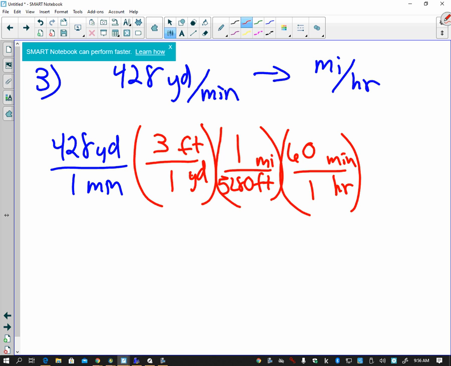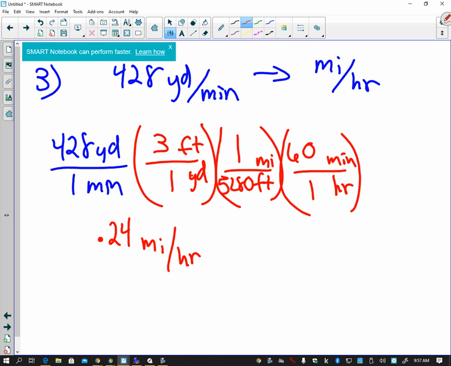Again, these are numbers that we made up, so I don't know if this works out all nice and neat or not. But we want this to the nearest hundredth. So, what is it? 0.243, so to the nearest hundredth it'd be 0.24, right? Okay, 0.24 miles per hour.